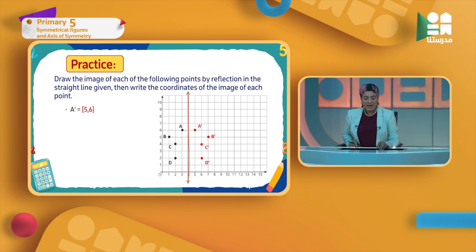Now B dash is at 7 on the x axis and 5 on the y axis. So B dash will be 7 and 5. Now letter C dash, or the point C dash, is at 6 on the x axis and 4 on the y axis. So it's gonna be 6 and 4.